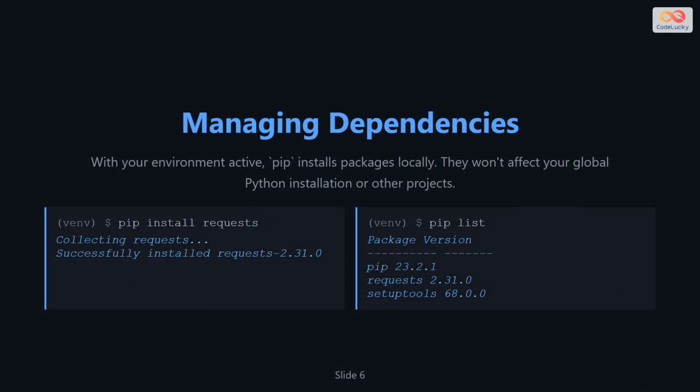Now that your environment is active, any pip command you run will only affect this local environment. When you install a package like requests, it gets installed inside the Venv folder, not globally. You can use pip list to see the specific packages and versions that are unique to your current project. This ensures your global Python installation stays clean and your project's dependencies are self-contained.